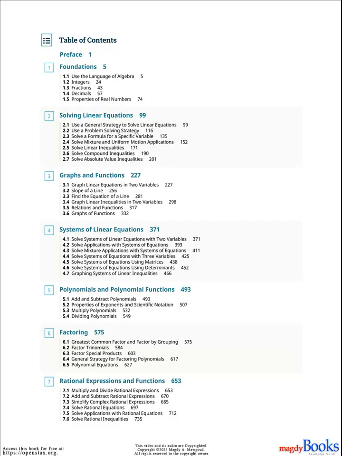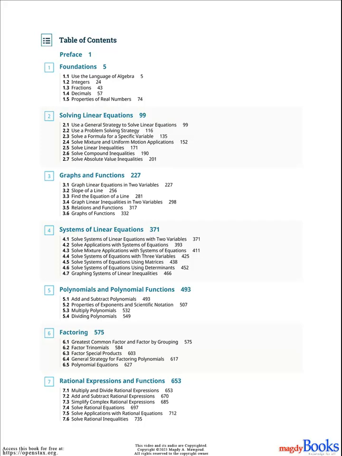Use a general strategy to solve linear equations. 2.2. Use a problem-solving strategy. 2.3. Solve a formula for a specific variable. 2.4. Solve mixture and uniform motion applications. 2.5. Solve linear inequalities. 2.6. Solve compound inequalities. 2.7. Solve absolute value inequalities. 3. Graphs and functions.